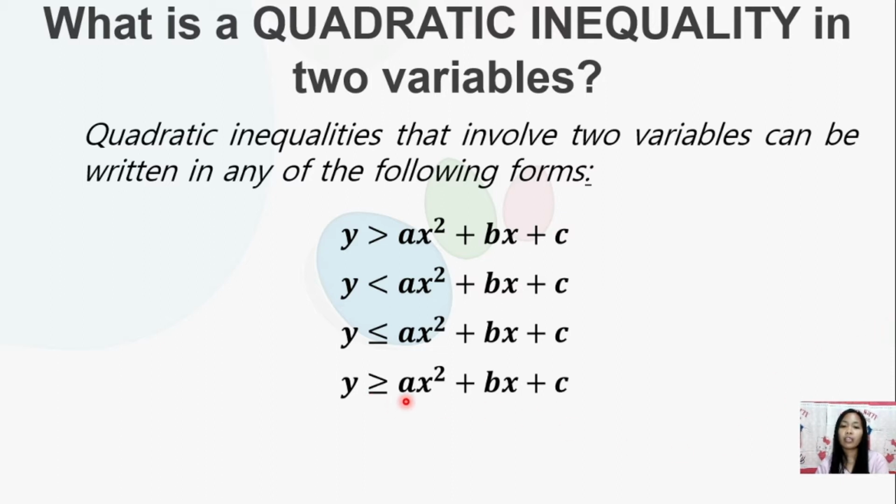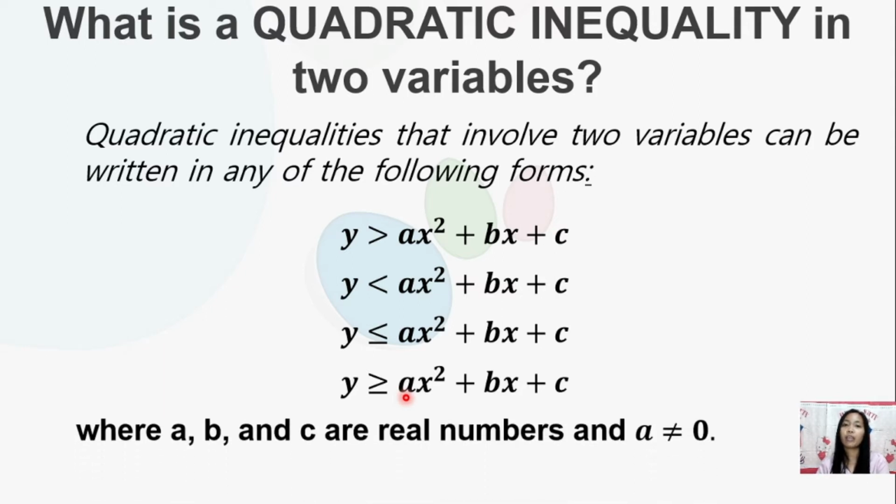Take note that a, b, and c must all be real numbers and a should not be equal to 0. Otherwise, if a is equal to 0, then you are going to have a linear inequality instead of a quadratic inequality.